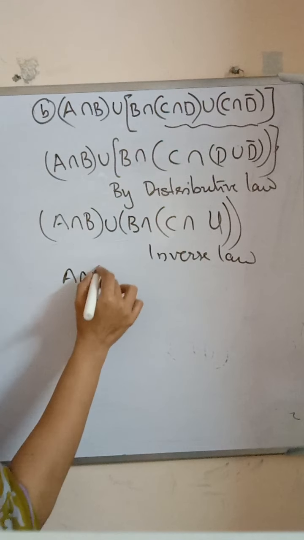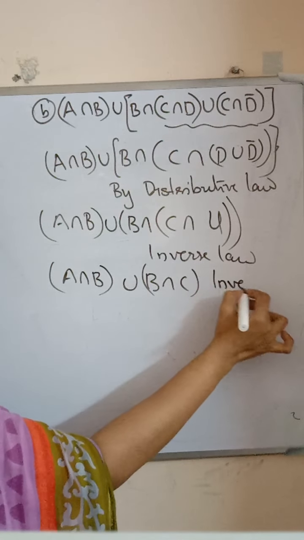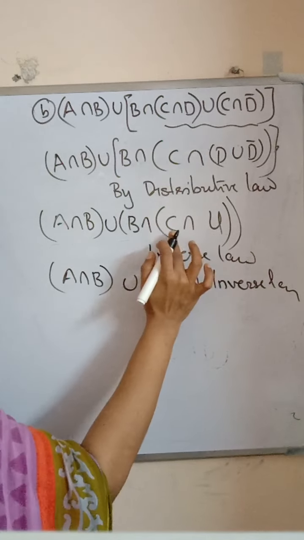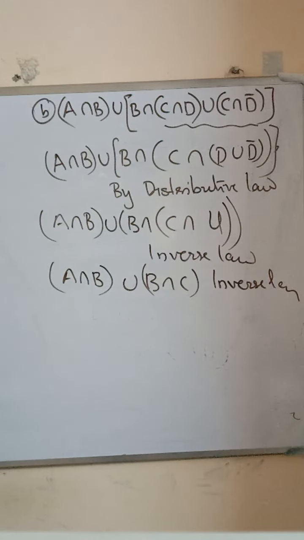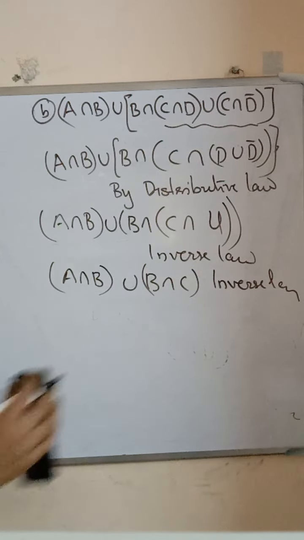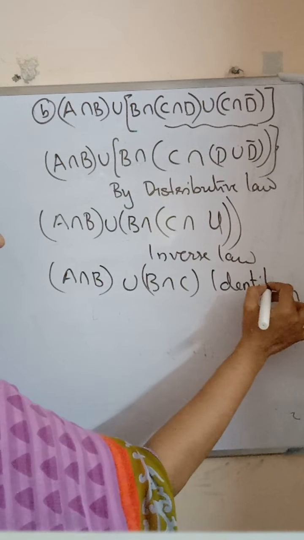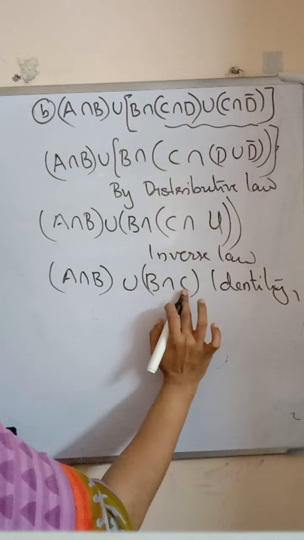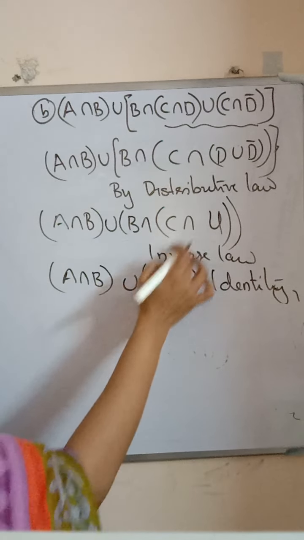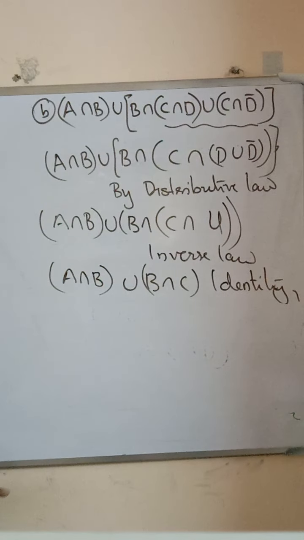So here we get A intersection B union B intersection C by the inverse law, since we know that C intersection U is C. Then by the identity law, A intersection B union, here we use the identity law. C intersection U is equal to C is the identity law, and the inverse law is D union D complement is U.